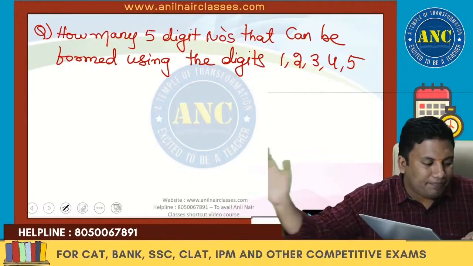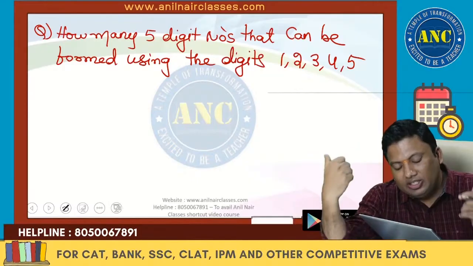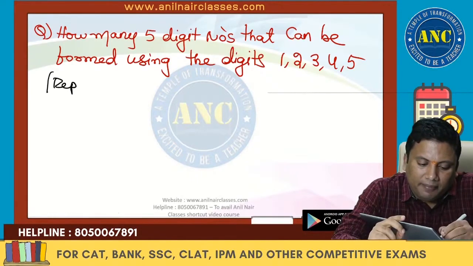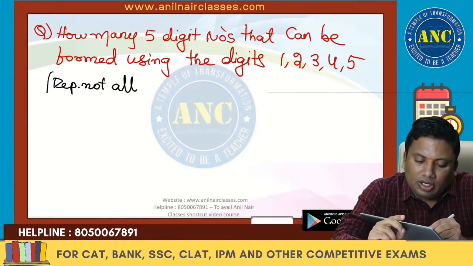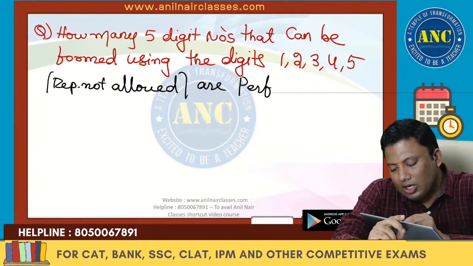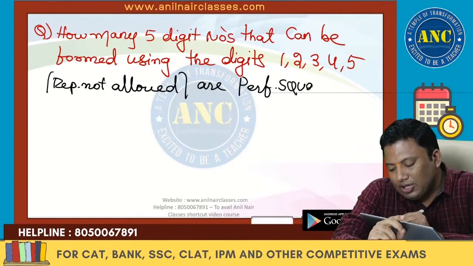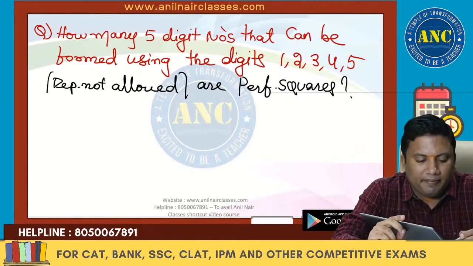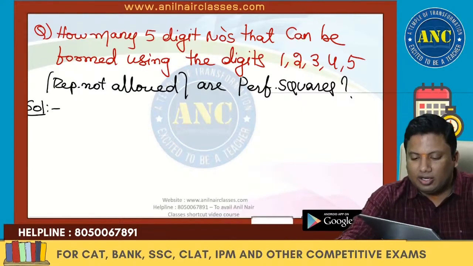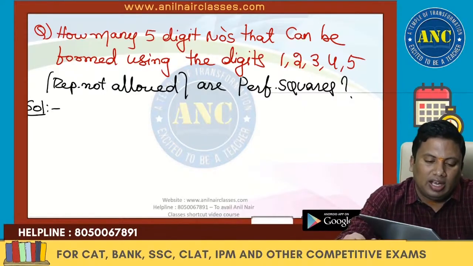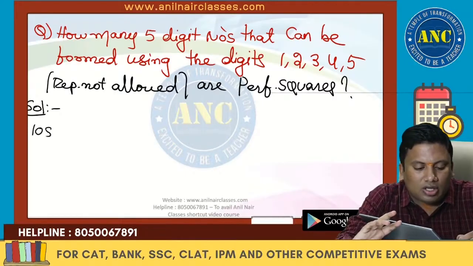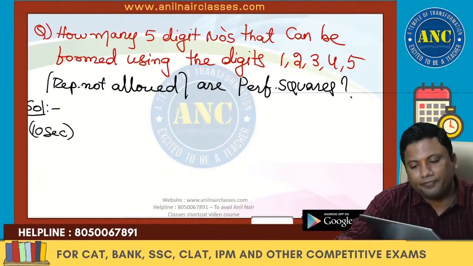Now see here. How many 5-digit numbers can be formed using the digits 1, 2, 3, 4, 5, repetition not allowed, that are perfect squares? Beautiful question. Most of the students fumbled in this question. They thought the logic is very long. But if you think logically, it should not take more than 10 seconds to solve.